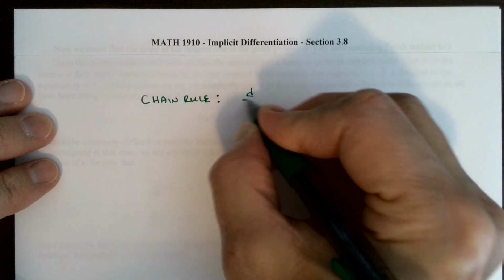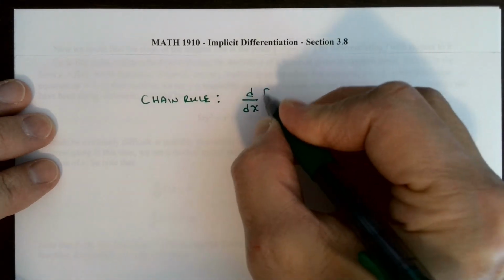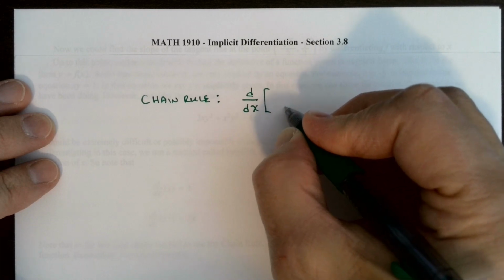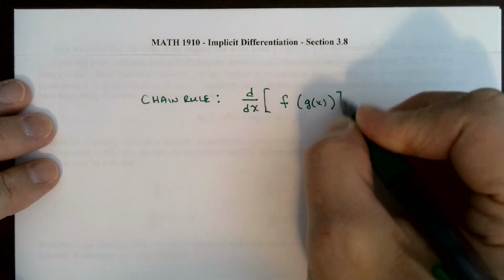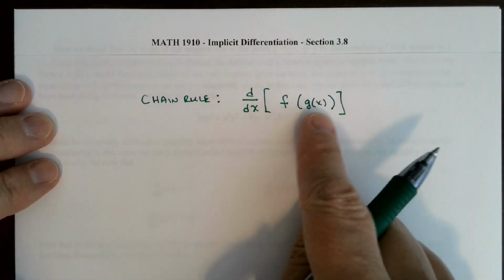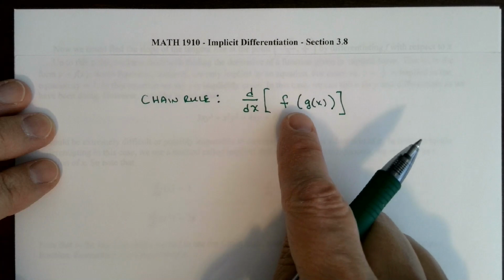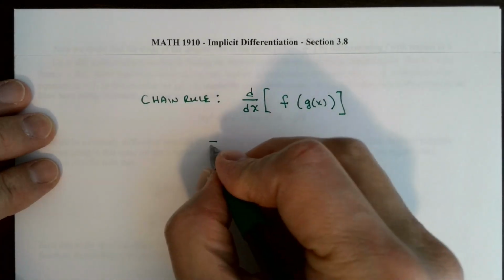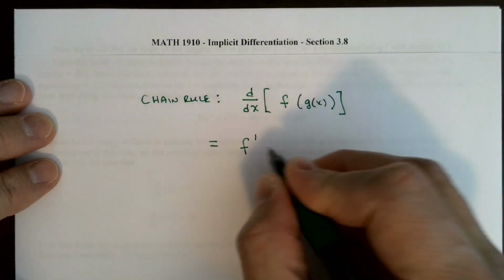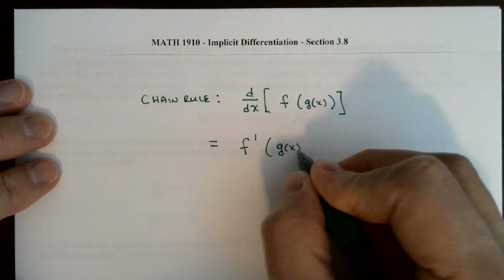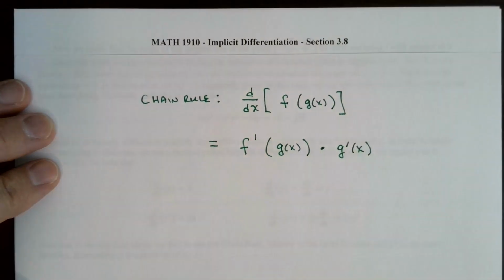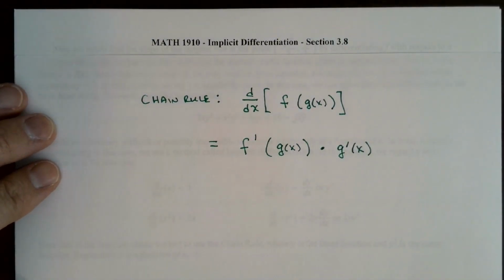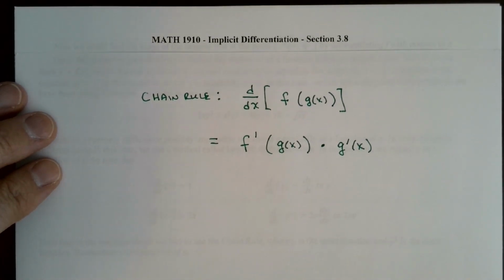So the chain rule says if I'm taking the derivative with respect to x of a composition of functions, say f of g of x, right? So we have one function inside of another function. g is the inner function, f is the outer function. Then the chain rule says this is the derivative of the outer function evaluated at the inner, times the derivative of the inner function. And you really need to make sure you understand that process. It'll be used quite a bit from now on. Okay, so that's the chain rule.